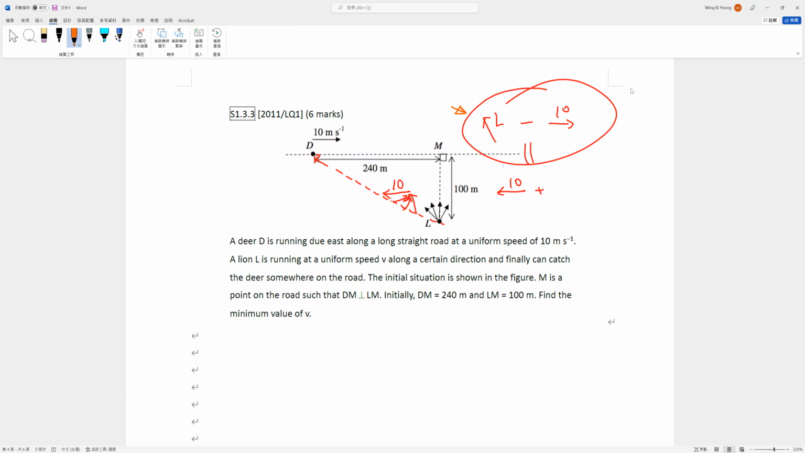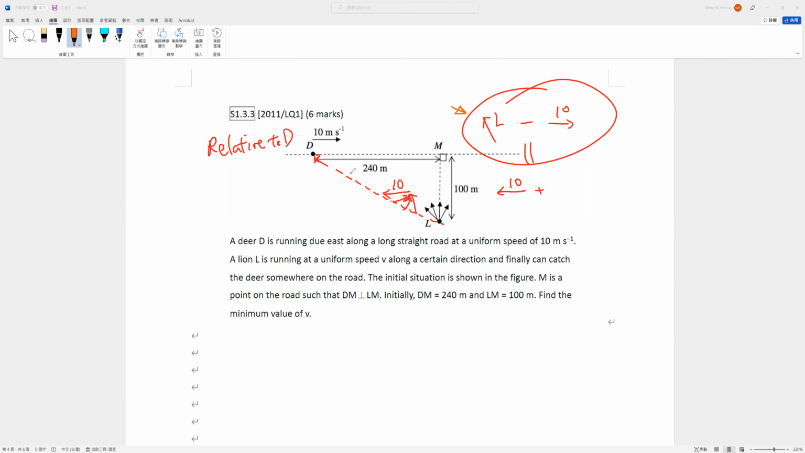Then you get the velocity of lion relative to deer. It must be pointing from L to D. Do you understand this one? If not pointing from L to D, then it can't catch the deer. You still remember when we say if you're talking about the motion relative to deer, you consider the deer is at rest.